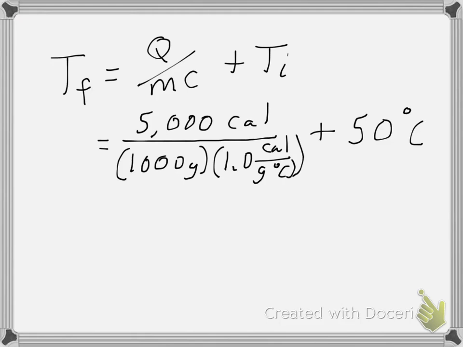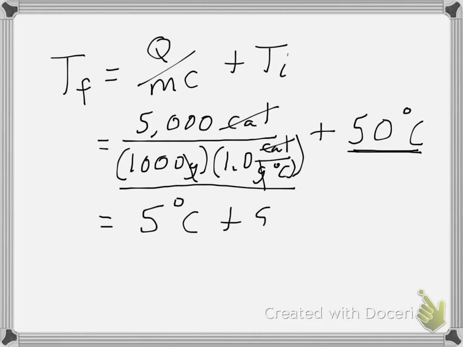So my calories and my calories are going to cancel. My grams and my grams are going to cancel. I'm going to be left with 1 over degrees Celsius, which will just turn into degrees Celsius, which is the same as this term. So I'll have degrees Celsius here and degrees Celsius here, so I can add them up. And 5,000 divided by 1,000 is 5. 5 divided by 1 is 5. So I'm going to get 5 degrees Celsius plus 50 degrees Celsius. So my final temperature is going to be 55 degrees Celsius. So by adding 5,000 calories of heat, I'm going to get a final temperature of 55 degrees Celsius.